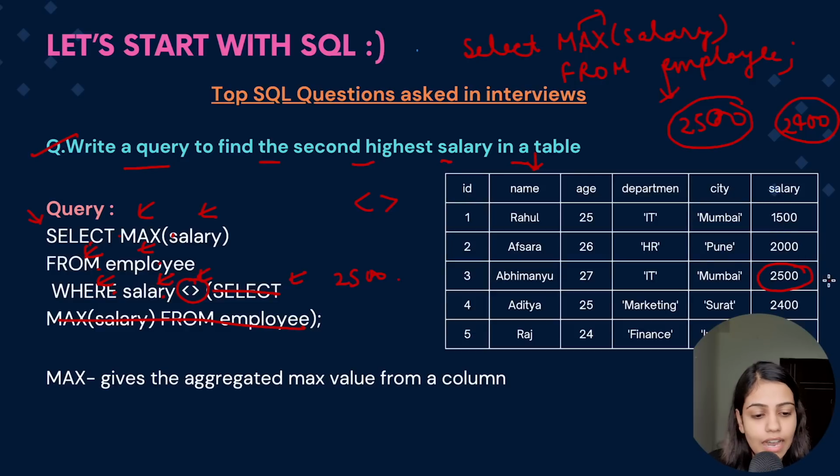So let's discard this 2500 from here and let's find the maximum salary. This is 2400, and 2400 is not equal to 2500. So we can say the second highest salary is the one in which we exclude the first highest salary. In this way we can get the second highest salary. So max gives us the aggregated max value from a column.